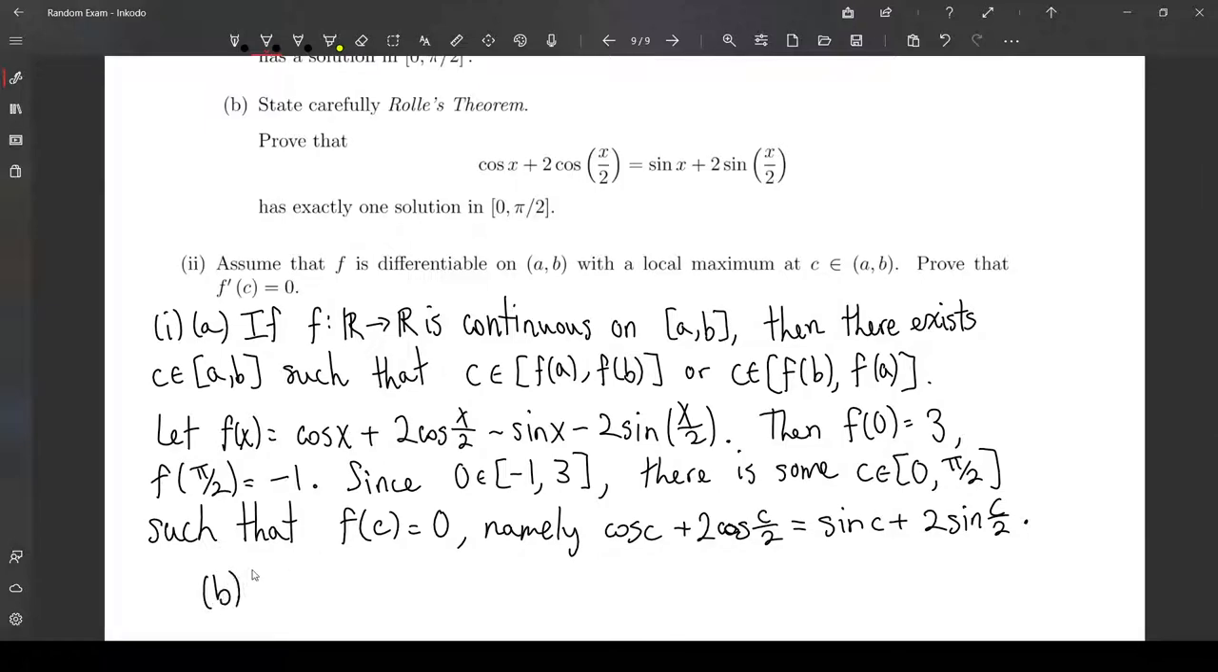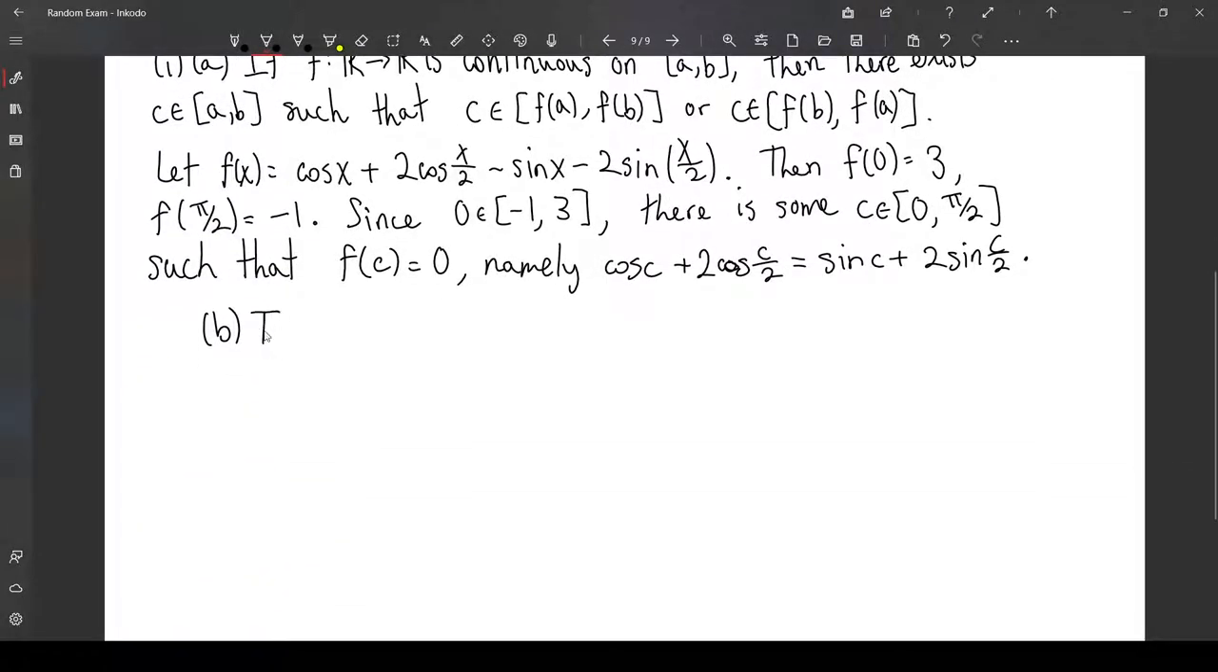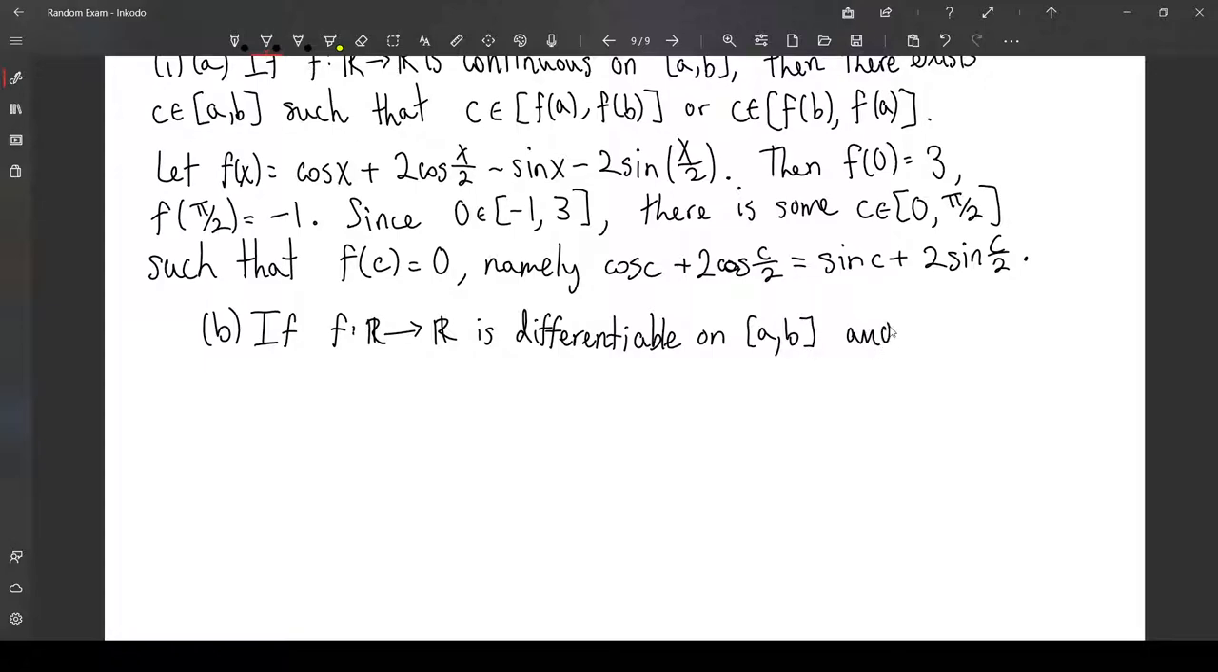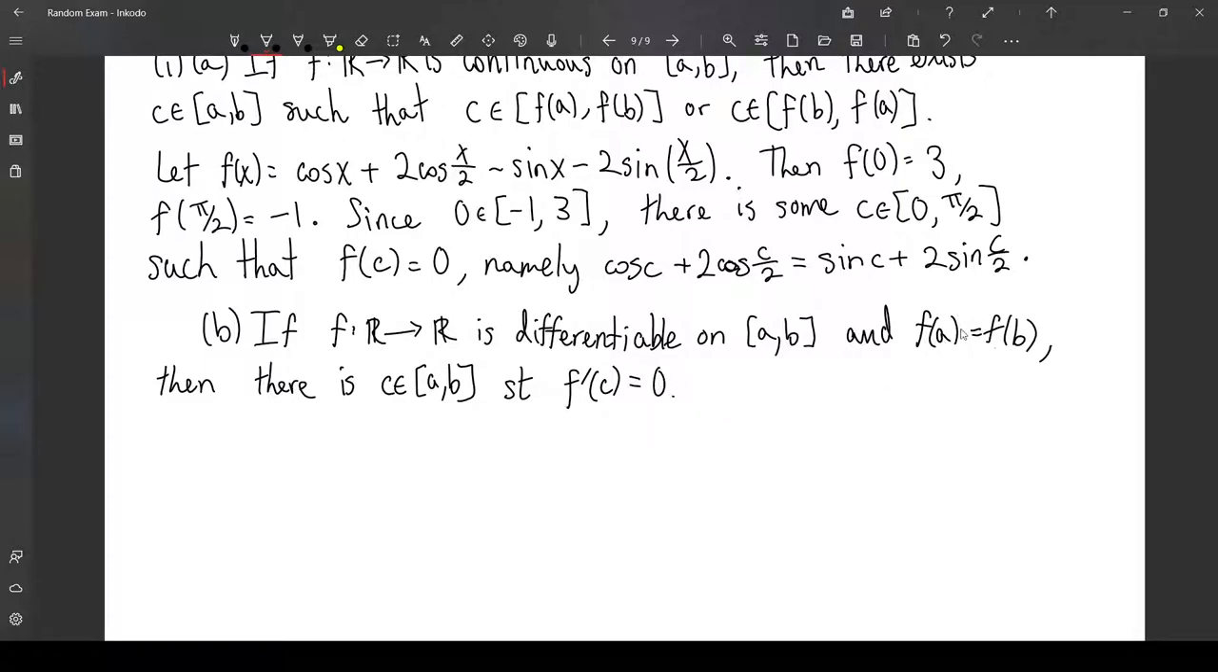Now, state carefully Rolle's theorem. So if f from R to R is differentiable on A to B, and, whatever, I'm just gonna go with my version of Rolle's theorem, which states that if f of a equals f of b, then there is some c in the interval such that f prime of c is equal to 0. Right, because this is just the mean value theorem in the case that f of a equals f of b.